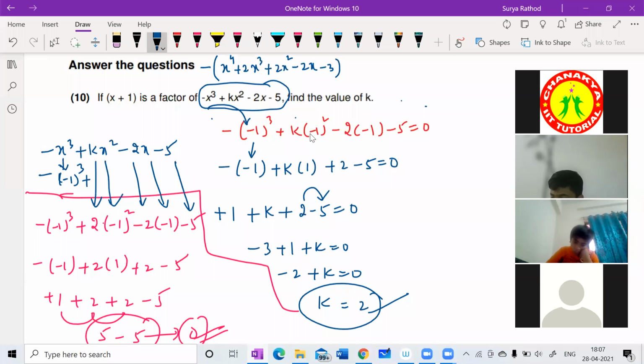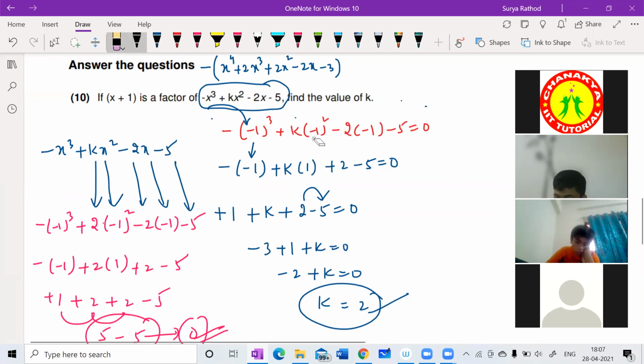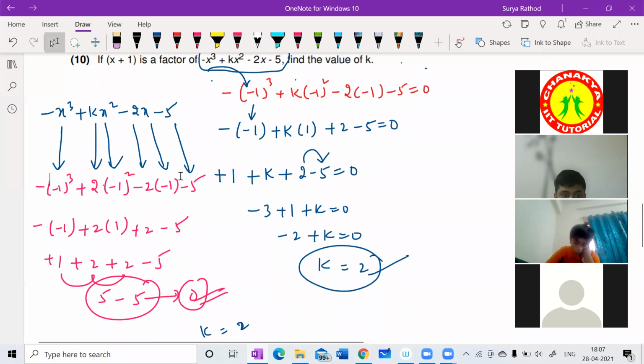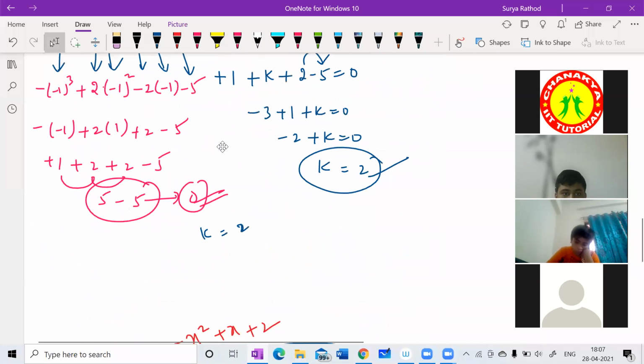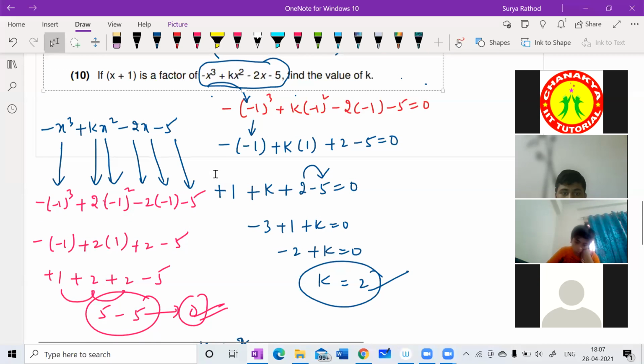Sir, so is k equal to 2 a wrong answer? K equal to 2 is the right answer. Why would it be wrong? We are getting 0 is equal to 0, right? After verifying it, I'm getting 0 is equal to 0. Why would it be wrong then?